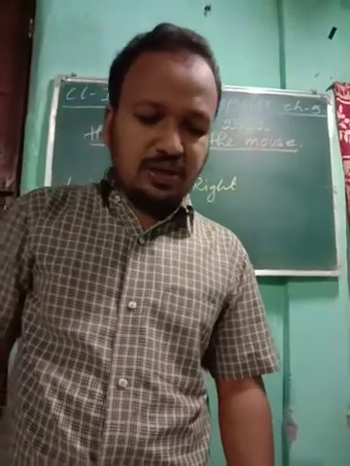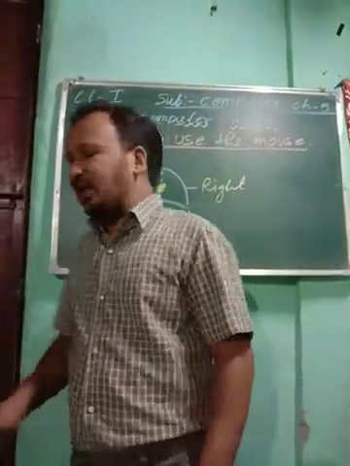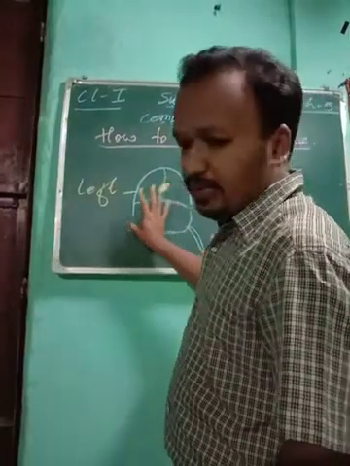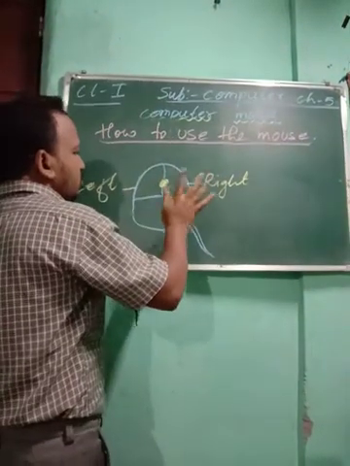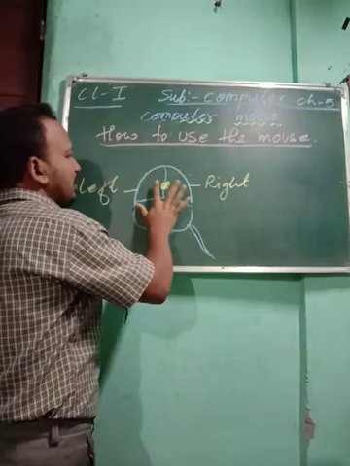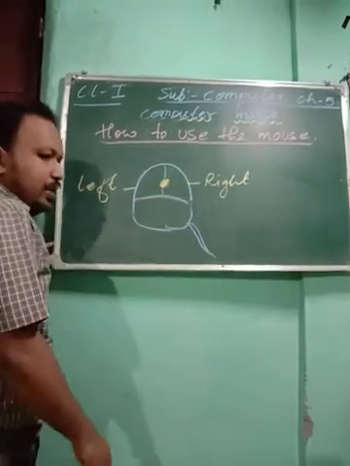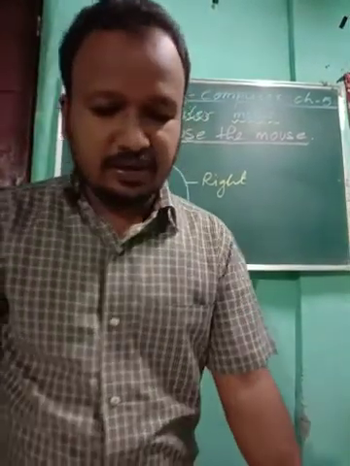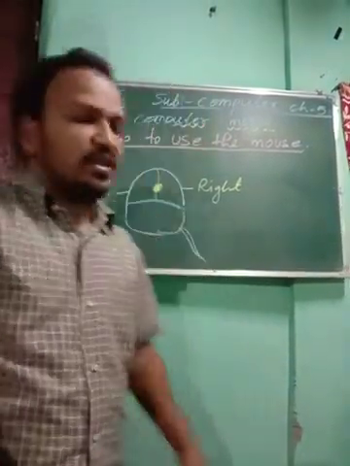Okay, so you see the mouse works by pressing a button, either the left button or the right. Pressing means you hold with your index finger and click. So when you're clicking, that is called pressing. When you press the button, what is that called? Clicking. Pressing the button is called clicking.